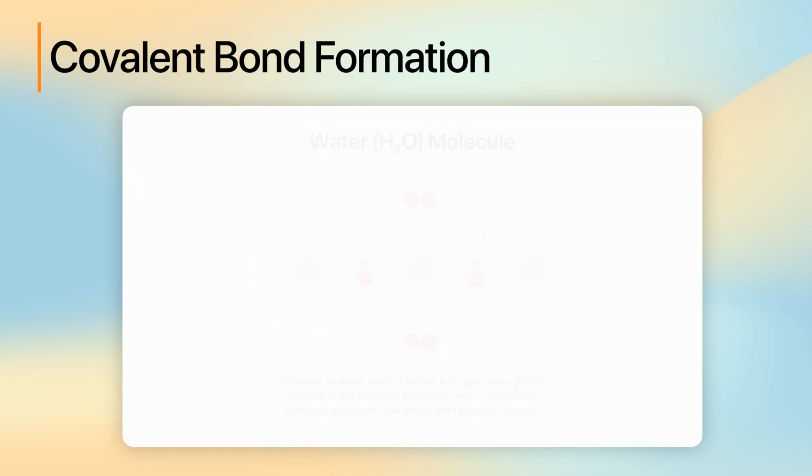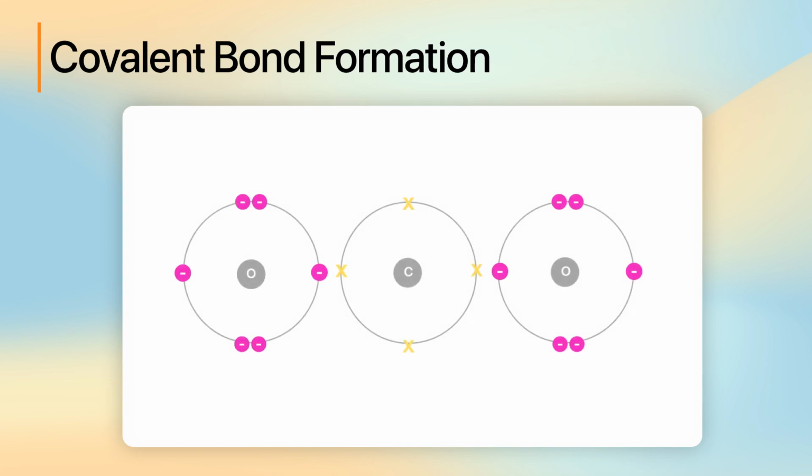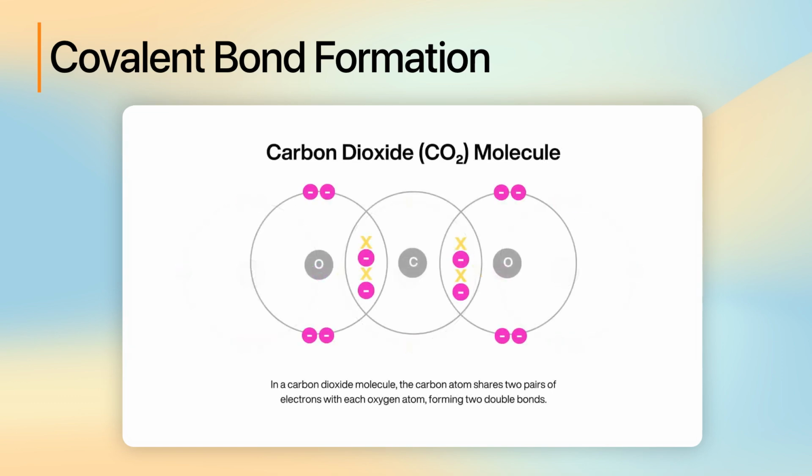In a carbon dioxide molecule, the carbon atom shares 2 pairs of electrons with each oxygen atom, forming 2 double bonds. This allows a carbon atom to achieve a stable configuration with 8 electrons in its valence shell, and each oxygen atom to also complete its valence shell with 8 electrons.